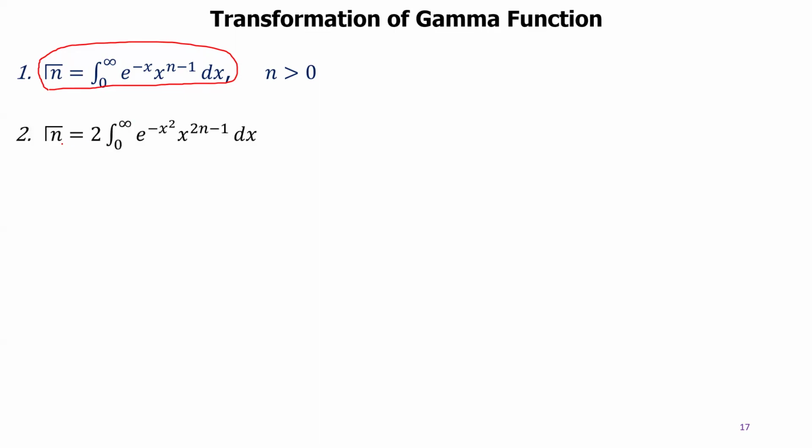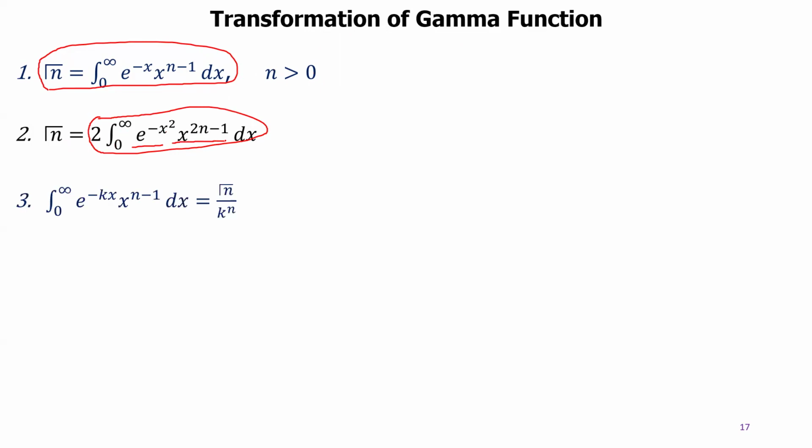Transformation of the gamma function. This is the original definition of the gamma function, gamma of n equal to integration under the limit 0 to infinity e to the power minus x, x to the power n minus 1 dx. Gamma n can also be replaced by another formula, or we can say a transformation of the gamma function: gamma of n equal to 2 times the integration under the limit 0 to infinity e to the power minus x square x to the power 2n minus 1 dx.